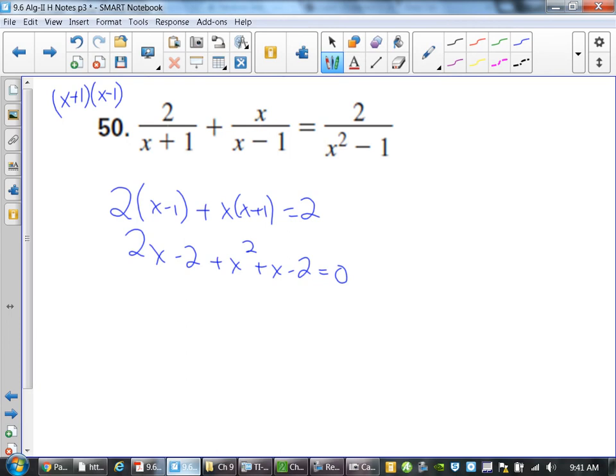And I just quickly moved the 2 over because I knew we were going to have to do that eventually anyway. Start combining like terms. We're going to get x squared plus 3x minus 4, I believe.